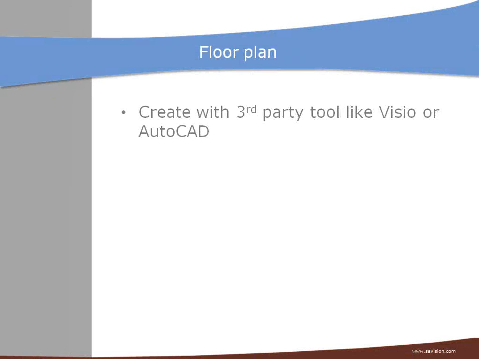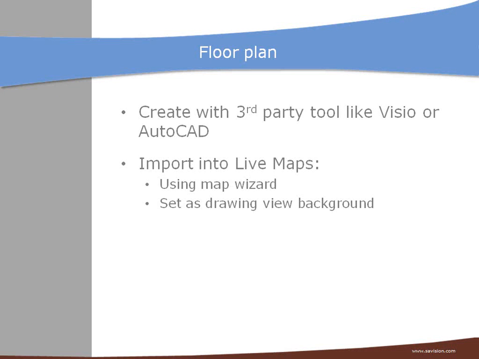Okay, let's now see how we can create a floor plan which we can use to consolidate all the racks in the data center. First, again, you need to create a floor plan in a third-party tool like Visio or AutoCAD. Then you need to save it as an image format and import it into Live Maps using the map wizard we've just seen, or setting it as a drawing view background. And you can use the nesting feature to link a specific area on the floor plan with a rack view we've just created.